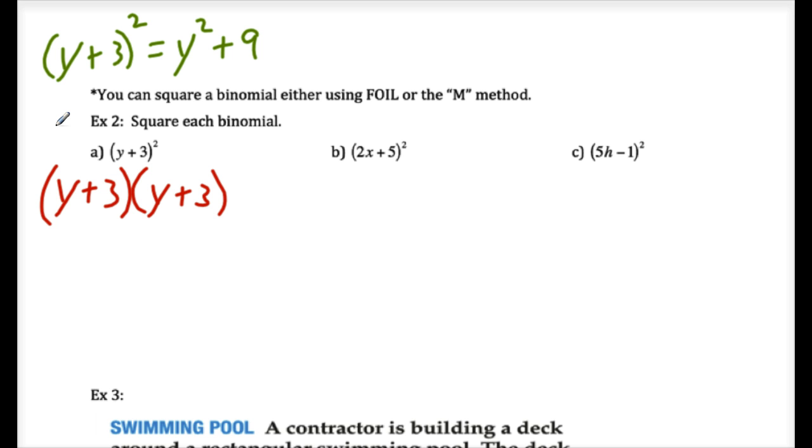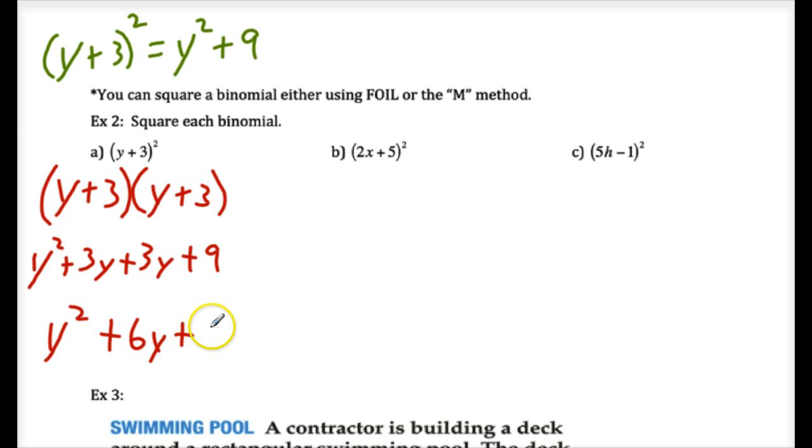Albano, give me the whole thing. Y squared plus 3y plus 3y plus 9. Nice. Middle two terms, like terms, Sophia? Yes. Final answer: y squared plus 6y plus 9.